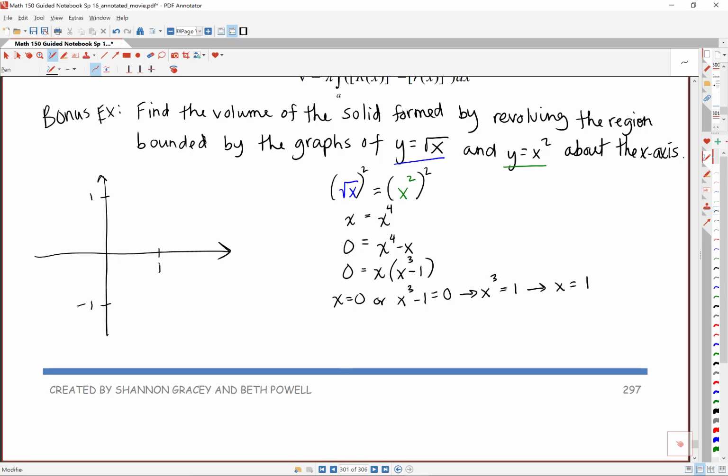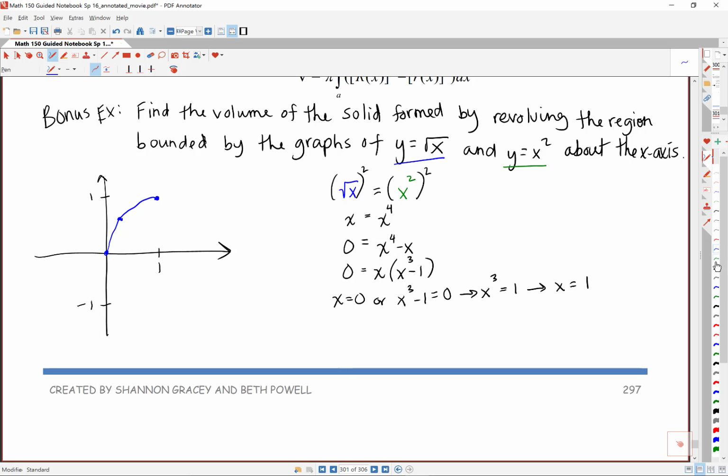Okay, so let's take a look. The blue graph is going to, of course, have ordered pairs at 0, 0, and 1, 1. Now, if we look at an input of 1/4, we'll get an output of a half. So it's going to go something like this. And then our other graph, which was y equals x squared, sorry, I'm going to make sure that's on the line.